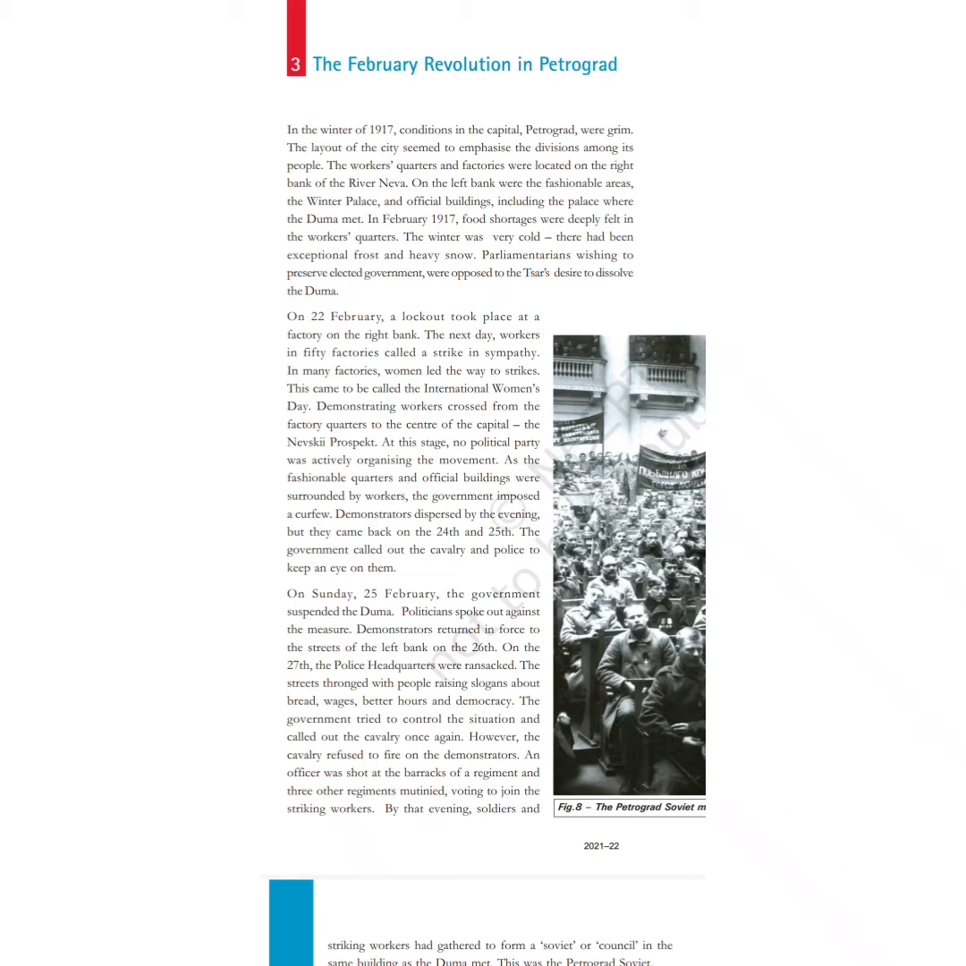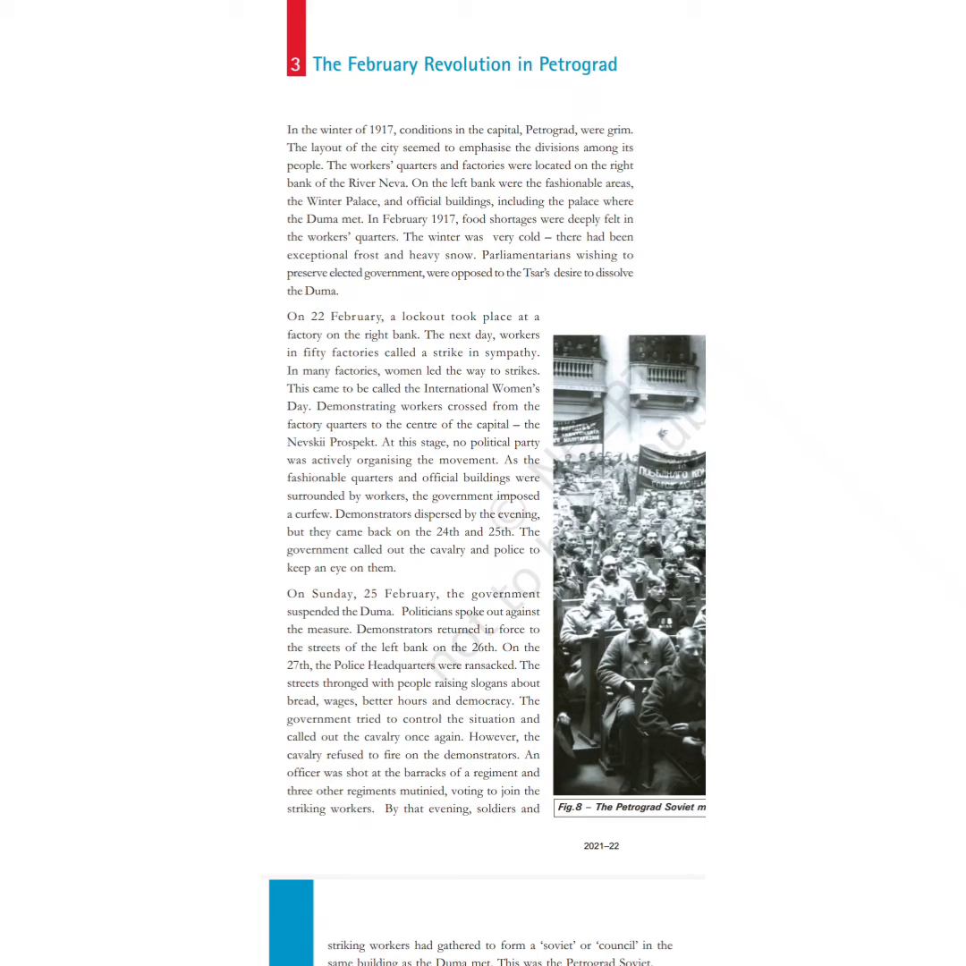But the government tried to control the situation. The government tried many times, but they failed. They called out the cavalry again, but it was not possible. It failed, and the cavalry refused to fire on the demonstrators. So this time the cavalry was not in favor of helping the government, and they refused to fire on the people who were raising the slogans.